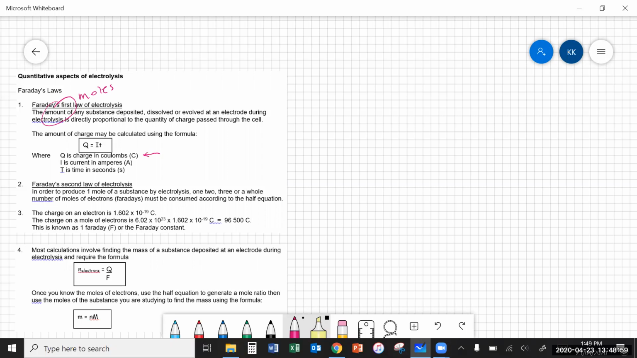Some of you have not done electricity to the point where you've looked at charge. It's measured in the units of coulombs. Current is measured in amps, and time for this is always in seconds. So you've got to be really careful that you always convert time to seconds. If we can work out the charge, Q equals IT, so the charge is equal to the current multiplied by the time.